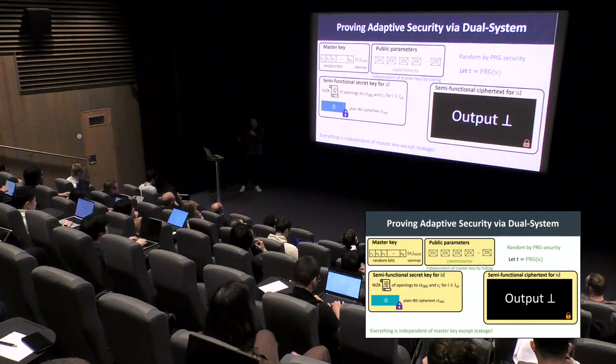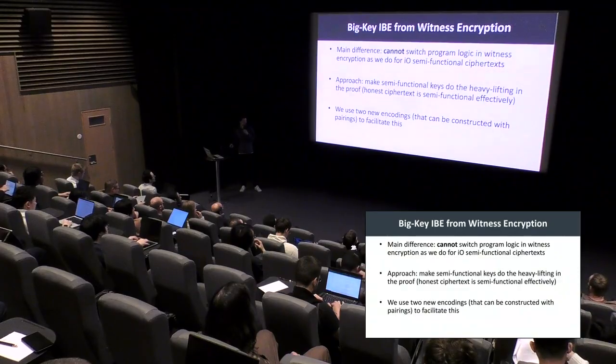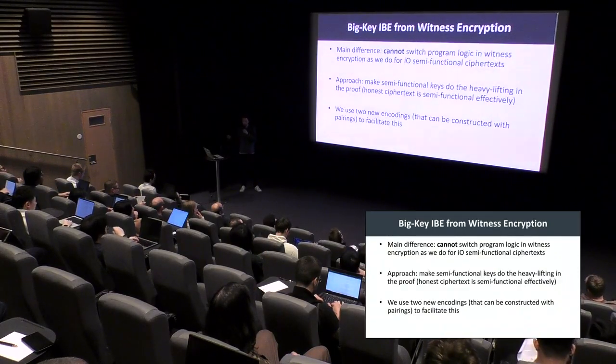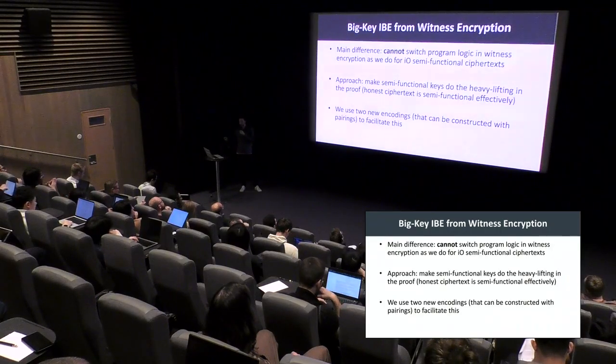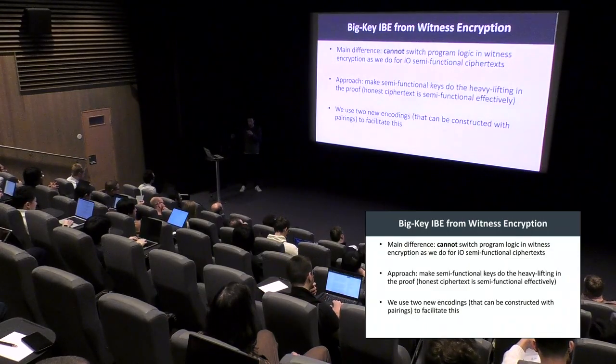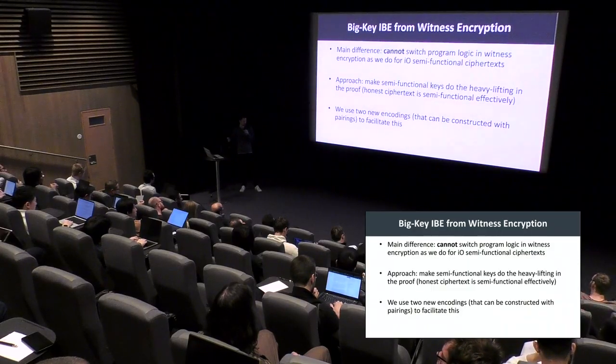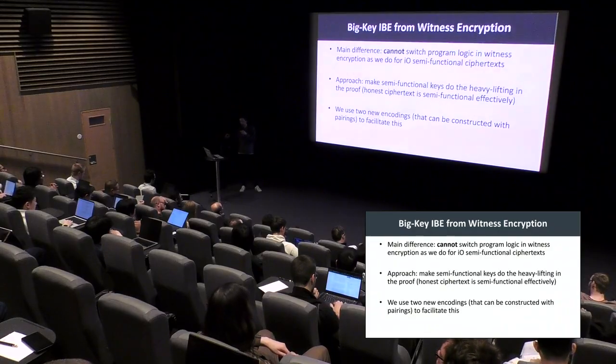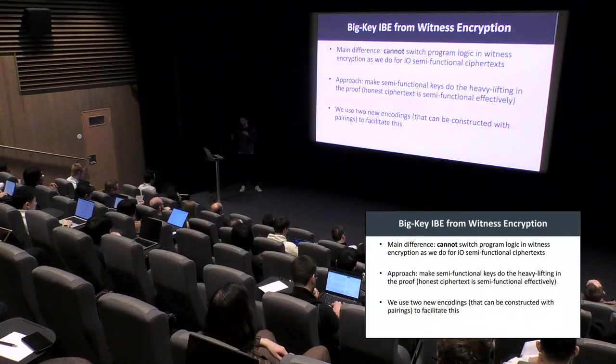So yeah, that's basically the proof for the I/O scheme. Lastly, I'll say a word about extending to witness encryption. The main difference here is that we cannot switch the program logic as we did for I/O for the semi-functional ciphertext. So what we're going to do is make the semi-functional keys do all of the work in the proof, where the honest ciphertext is more or less semi-functional already. To help do this, we use a type of encoding that could be constructed from standard pairing-based assumptions. Basically, the encodings do a lot of these extra checks that set up a similar style of proof.